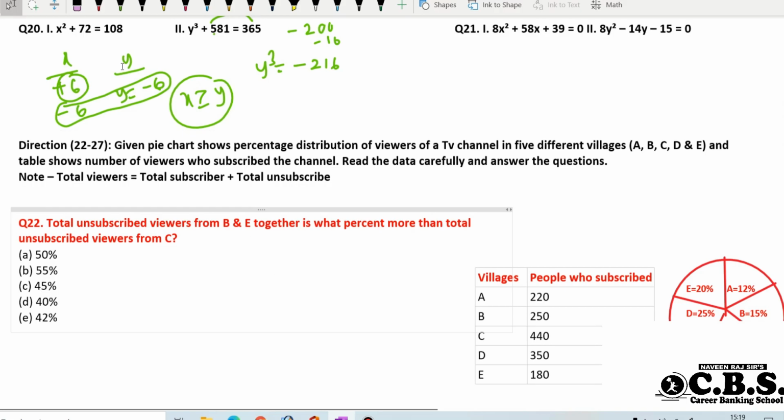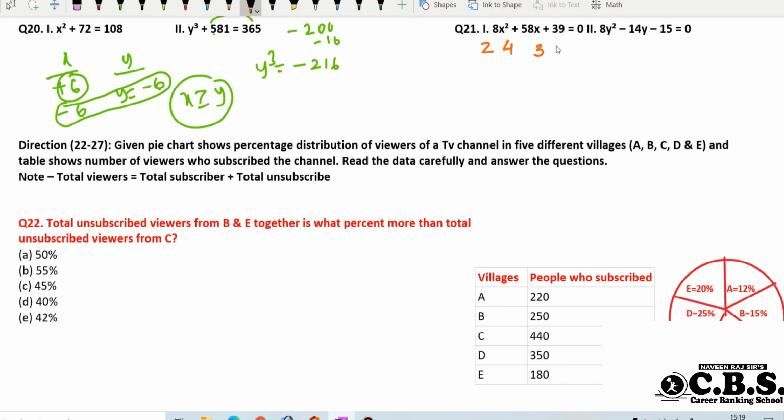So let us discuss the last question on quadratic equation. This is 8, you can take it as 2 and 4, and this is 13 and 3 and 13. And this is 2 and 4 and 3 and 5. So obviously, which one is better? 13 fours are 52 and 2 threes are 6. So one root is minus 52 by 8 and the other root is minus 6 by 8.